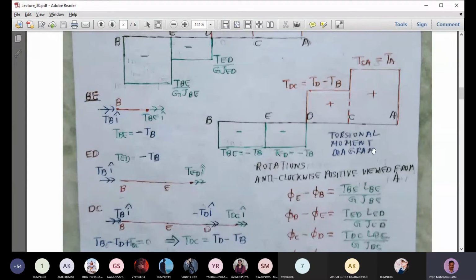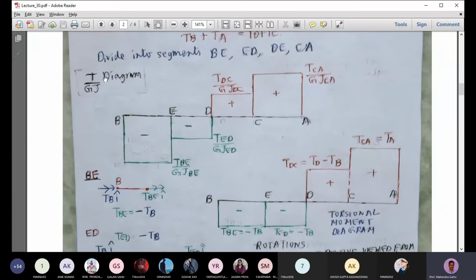So this is the torsional moment diagram. It is similar to the axial force diagram, where we have plus P, minus P, minus P, plus P and plus P, something like that. Once we have the torsional moment diagram, we can then draw the T by GJ diagram. So we are dividing this torsional moment by the shear modulus times the polar moment of inertia.